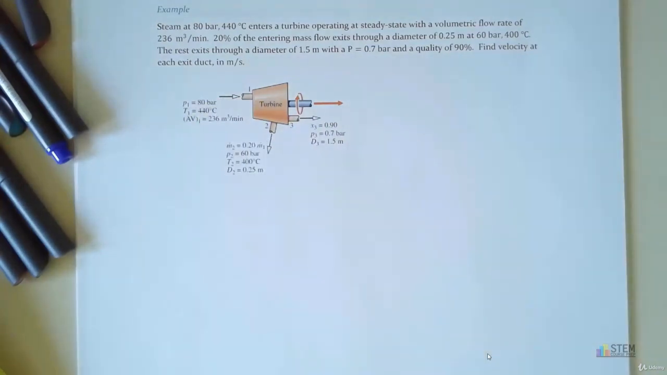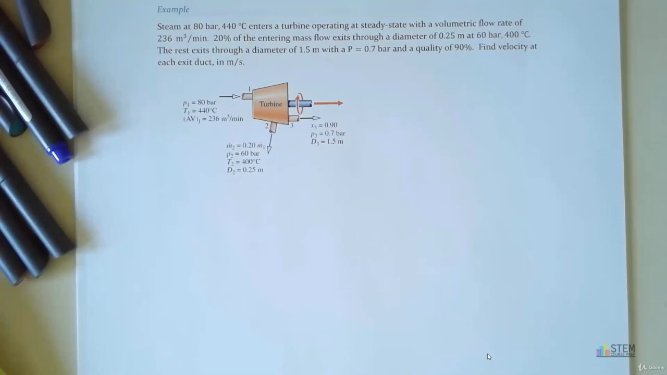20% of that entering mass flow exits through a diameter of 0.25 meters at a pressure of 60 bar and 400 degrees Celsius. The rest exits through a diameter of 1.5 meters with a pressure of 0.7 bar and a quality of 0.9 or 90%. We are going to find velocity at each exit duct in meters per second. So we got a lot of stuff to keep track of here.